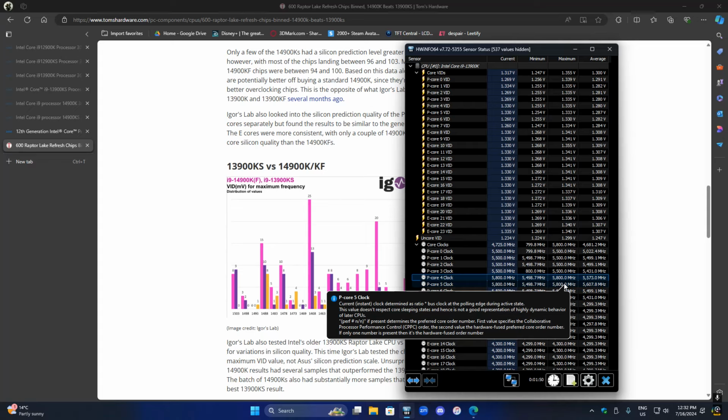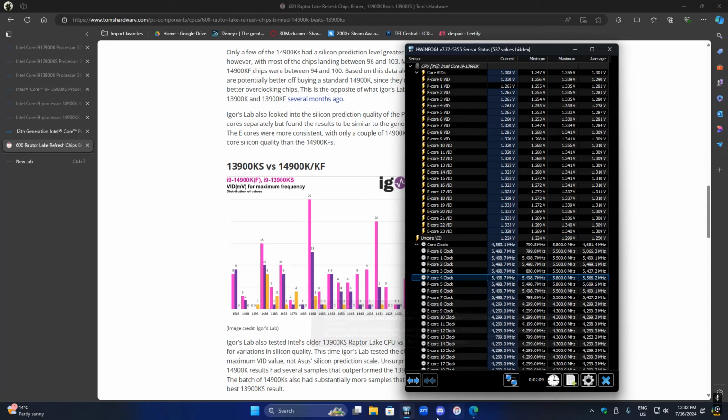So, anyway, to get back on topic. If it's not a voltage issue, which I very much do not think it is, if it is an electromigration issue, then how do we unpack this? Easy.